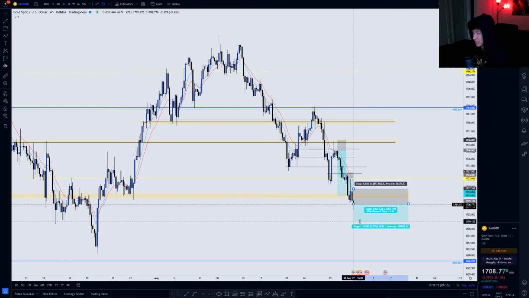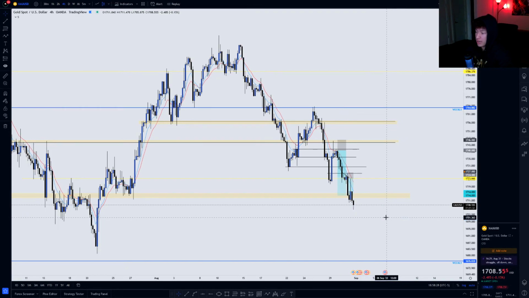This isn't the type of trade setup that I like to take just because of the fact that this isn't a 1 to 3 minimum, but that is that. Now, that is going to be the entire trade breakdown on gold.